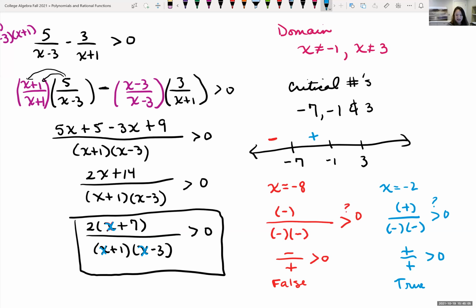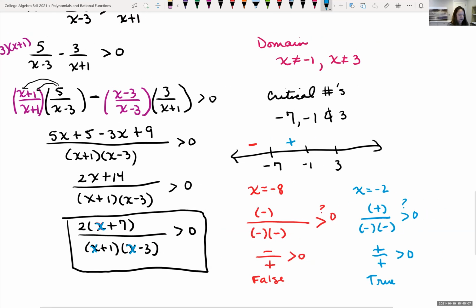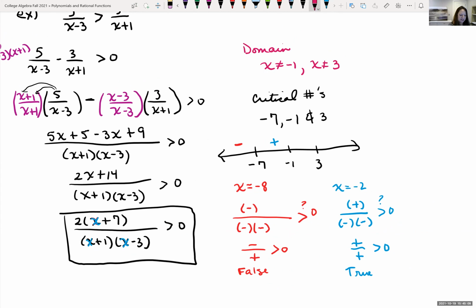Choose anything between -1 and 3. If x equals 0 is in that interval, that's usually the easiest one to check. So wherever I see an x, well, 0 plus 7 is positive times 2 is positive, 0 plus 1 is positive, and 0 minus 3 is negative. So I can see this is not greater than or equal to 0. This is false. This is below the x-axis.